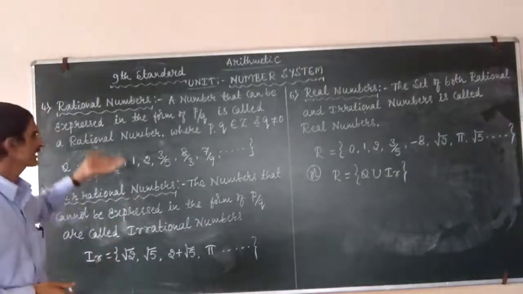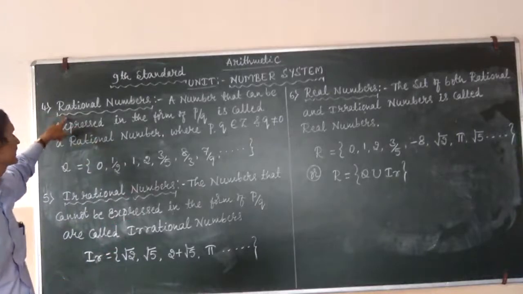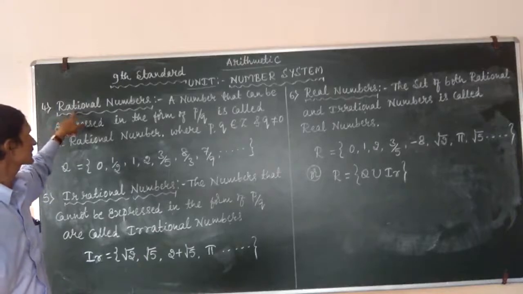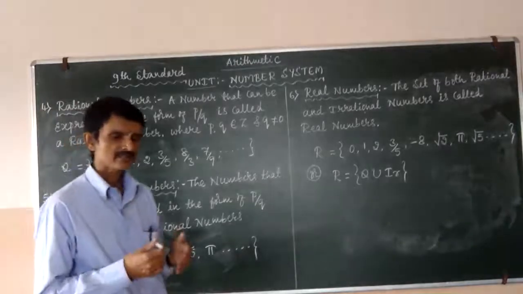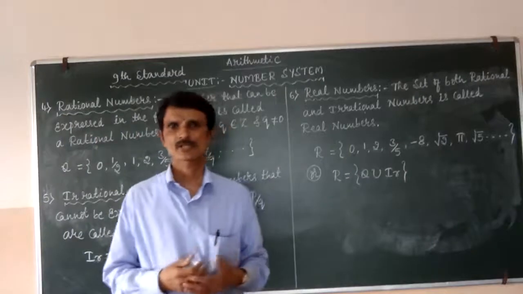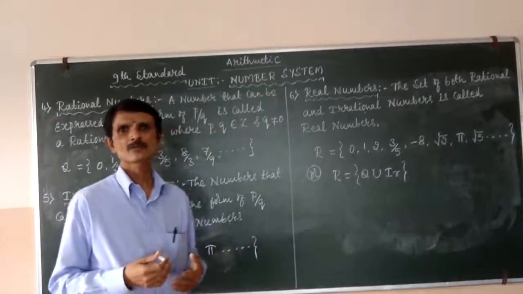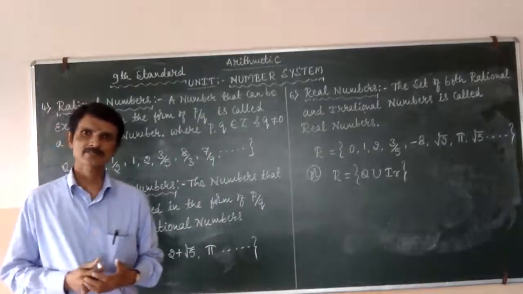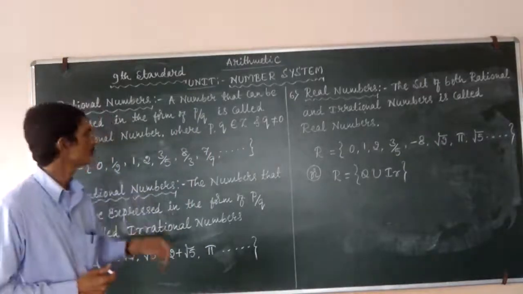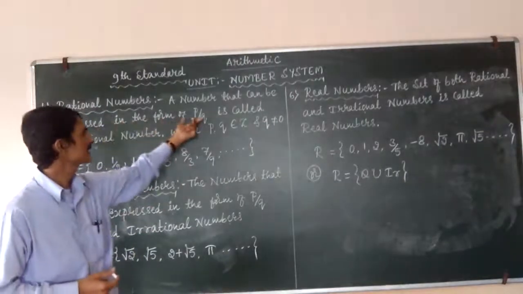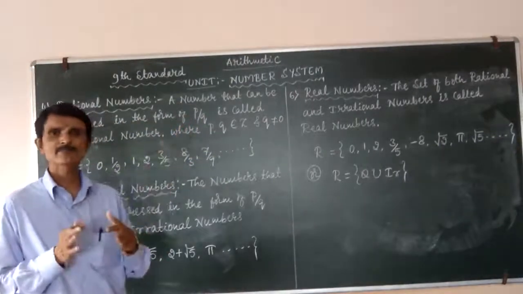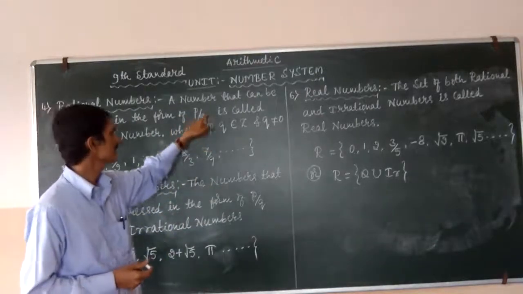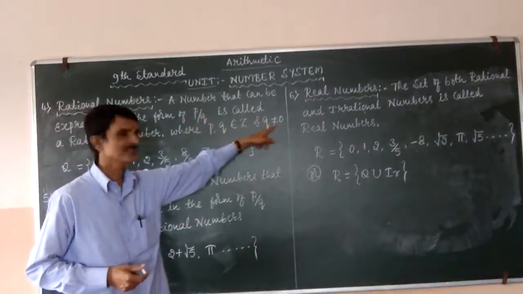Students, next we are coming to another type of set of numbers. So they are rational numbers. Rational numbers are numbers which can be written in the form of p by q. That means they are expressed in the form of p by q, where p and q belong to integers, and the condition is that q should not be equal to 0.